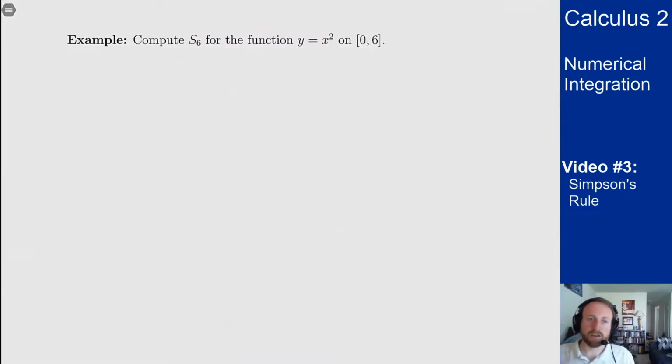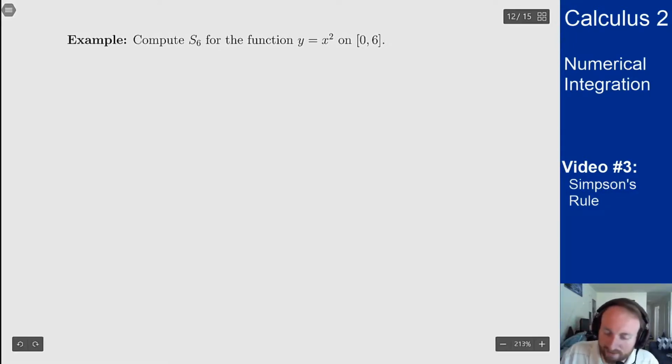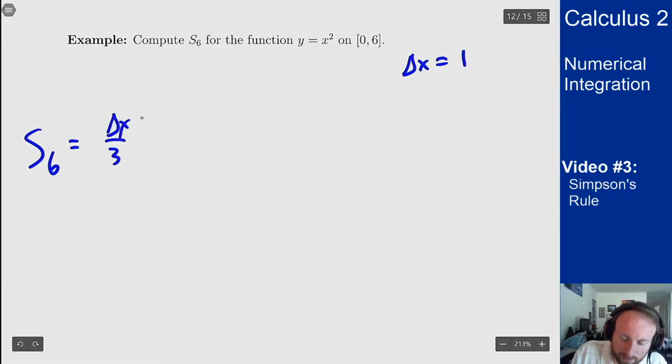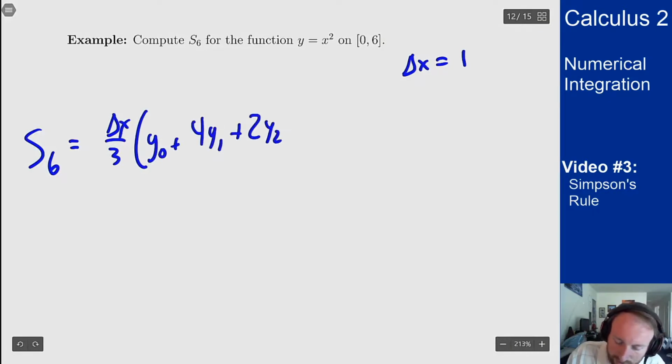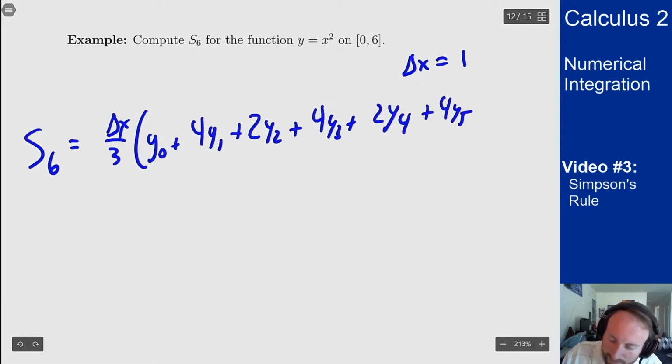Let's apply this here. Compute S6 for the function y equals x squared on 0 to 6. And let's see what we get for this. So my delta x again is 1, which is how these problems have been set up. How do I get S6? Well, I get S6 by taking delta x over 3, and then I have 7 points, so I'll get a y0, 4 y1s, 2 y2s, 4 y3s, 2 y4s, 4 y5s, and a y6.